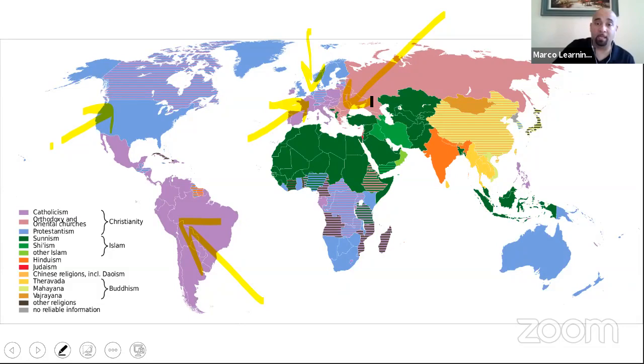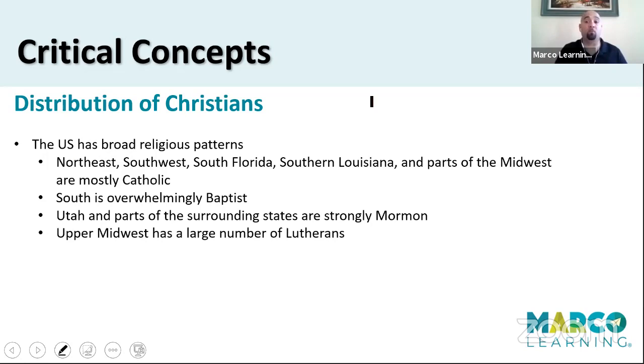All right, now that's a Christian breakdown for the world. Let's focus on the United States for a minute. The U.S. has broad religious patterns, all right? The Northeast, the Southwest, South Florida, Southern Louisiana, and parts of the Midwest are mostly Catholic. This is all about migration. Where are these people coming from?